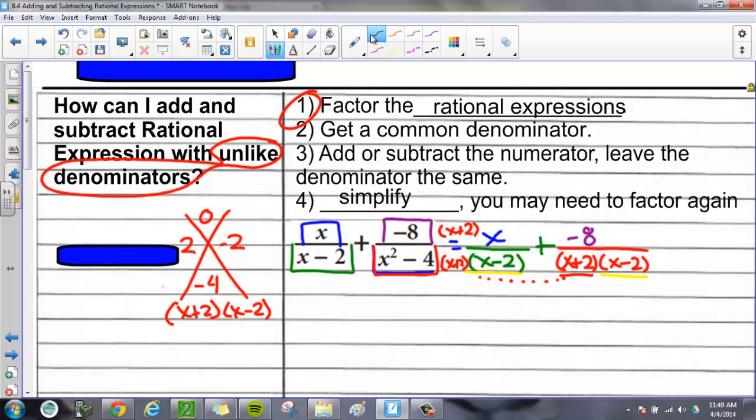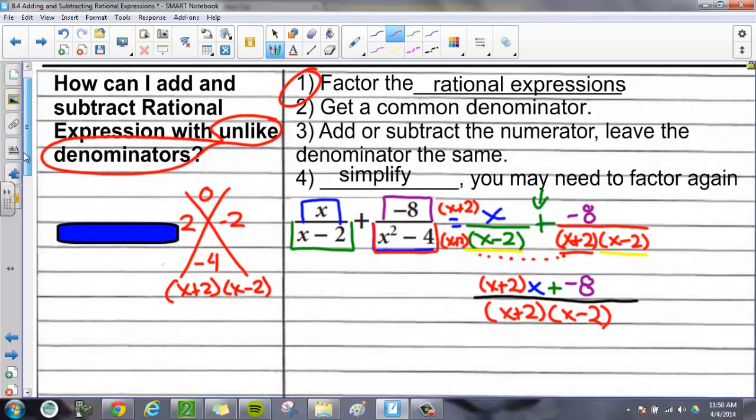Our common denominator is x plus 2 times x minus 2. So let's rewrite this whole fraction right here. Here's my fraction bar. In the denominator, I have x plus 2 times x minus 2. In the numerator, I have the x plus 2 that we brought over here being multiplied by that x that we had. And then remember, we're adding. See the addition? So we're adding the negative 8. Okay, so there we go. We brought these two things together.